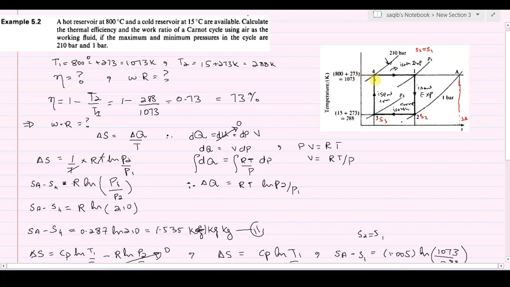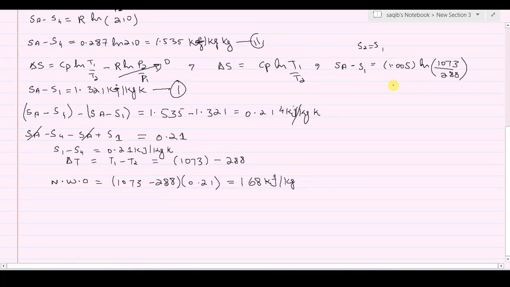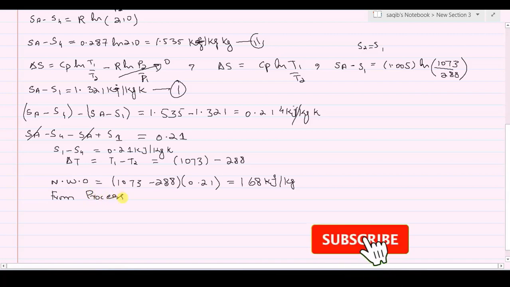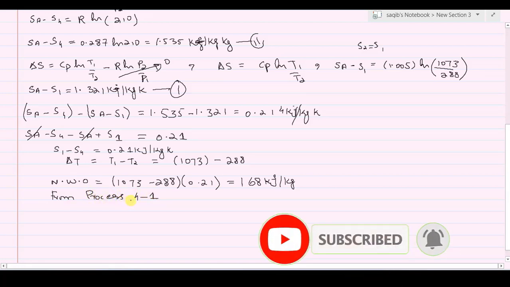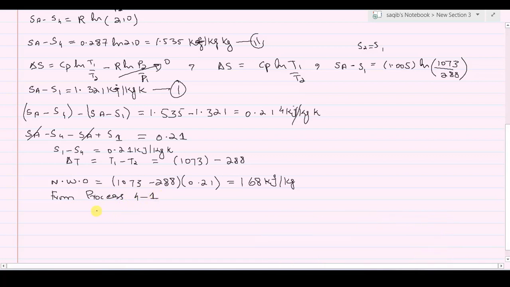So now we will calculate for process 4 to 1. It's an isothermal process. For an isothermal process, the work done is equal to the heat supplied. So the heat that you supplied will be converted into work done. It's very simple. I'm talking about the 4 to 1 process. So the heat supplied in this case.